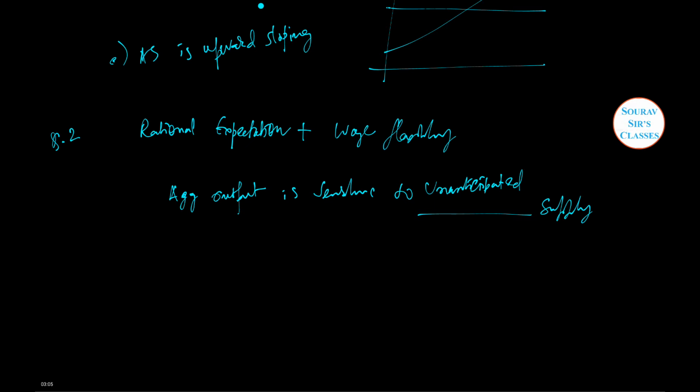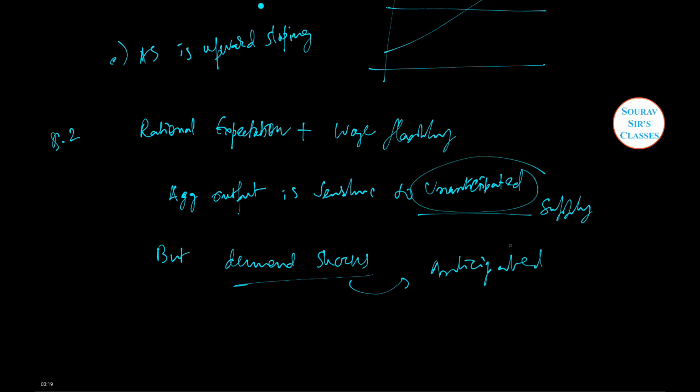But when it comes to demand shocks, this has to be anticipated. So we have an unanticipated supply and an anticipated demand, so ultimately the rational expectation goes on.